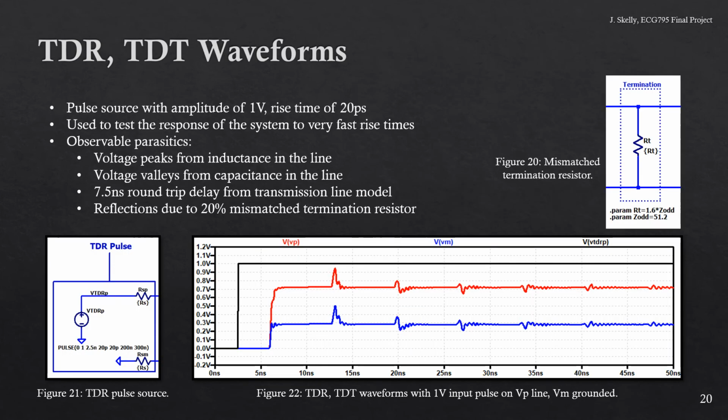The TDR and TDT waveforms can be observed in figure 22. We see the effects of reflections and a round-trip delay of around 7.5 nanoseconds from the lossy transmission line model. Voltage peaks stem from parasitic inductances, while valleys are a result of parasitic capacitances. The pulse source used to generate this waveform has an amplitude of 1 volt and a rise time of 20 picoseconds. The fast rise time causes the noise seen in figure 22.